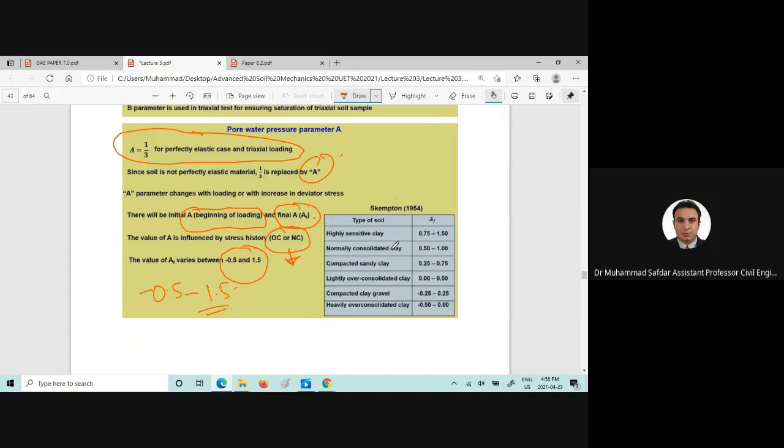And he gave a range of AF parameter for highly sensitive clays, normally consolidated clays, compacted sandy clay, and lightly over consolidated clay. Please note that negative values of the AF parameters can be seen for compacted clay gravel and heavily over consolidated clay. When I was performing tests on cemented sand, I also found negative AF parameters for the cemented sands as well.